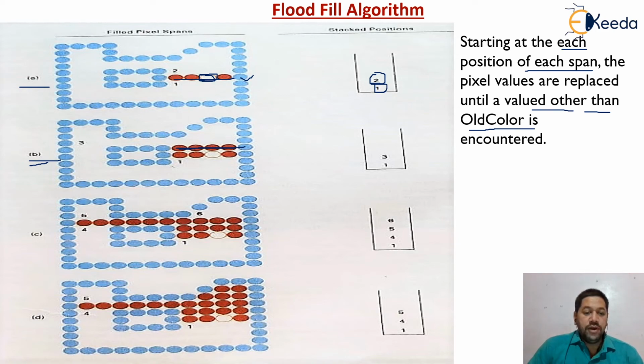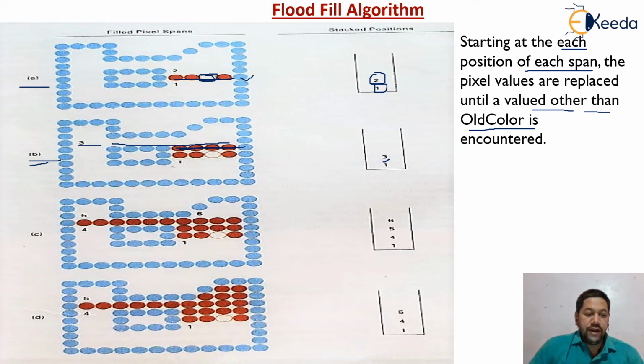Now after filling this horizontal span, this is my first, this is my second, obviously I will move to the next horizontal span, and that is my scan line number 3. You can find that this is my scan line number 3 completely. So in the stack, instead of inserting all the neighbor pixels, I have inserted this, and now I have to move to horizontal span number 3.